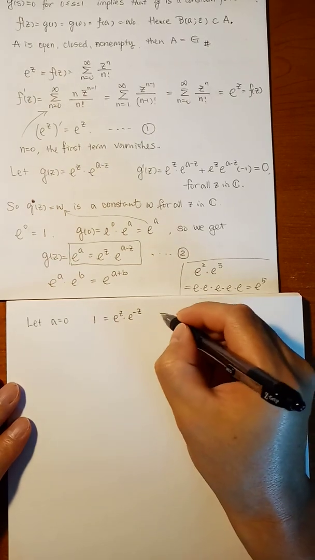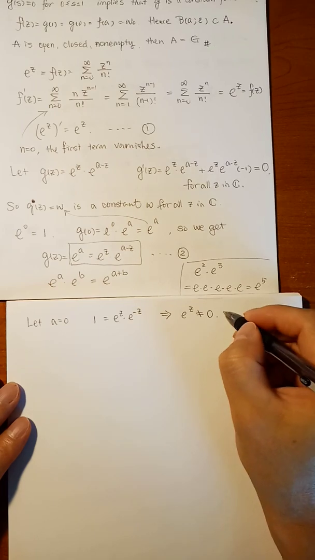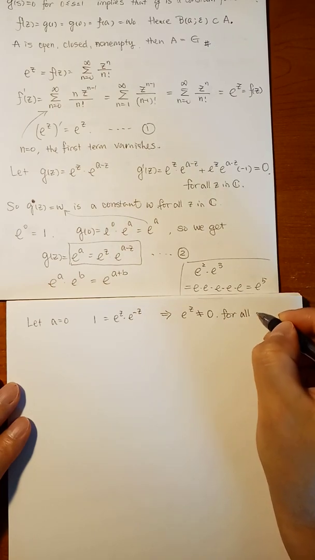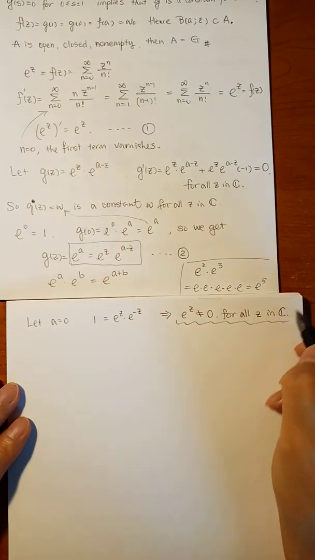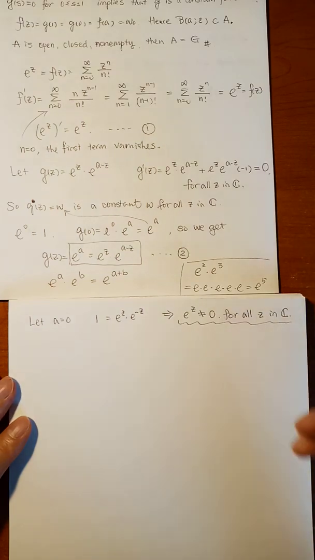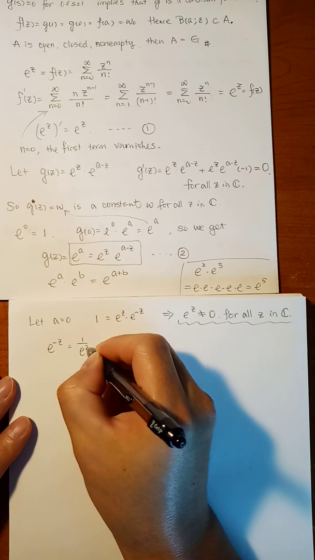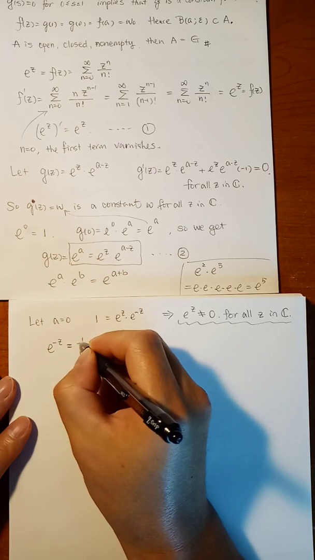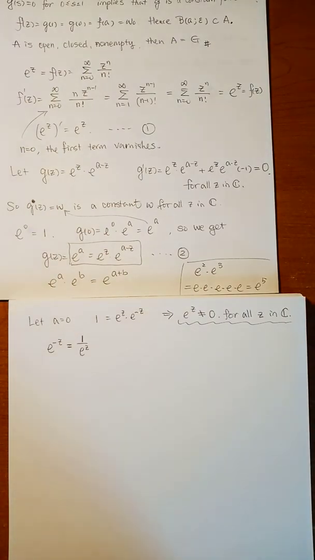So this implies e to z is never equal to 0 for all z in C. So the exponential function is never equal to 0. And also e to negative z is 1 over e to z. The negative power means you're going to flip it, right?